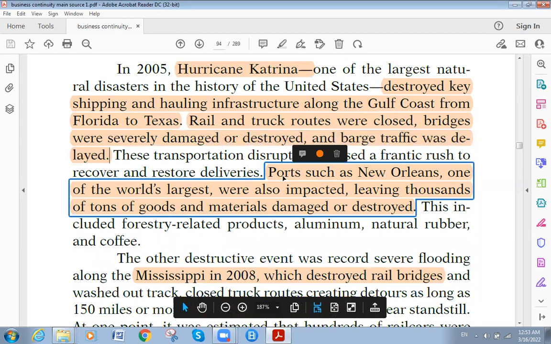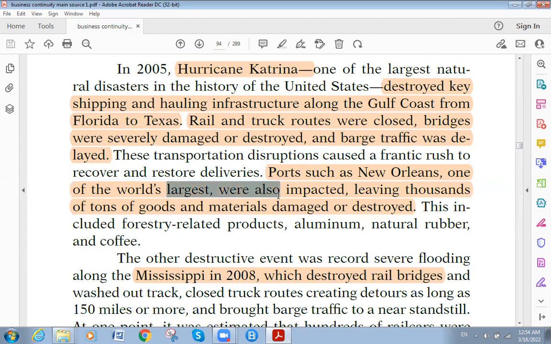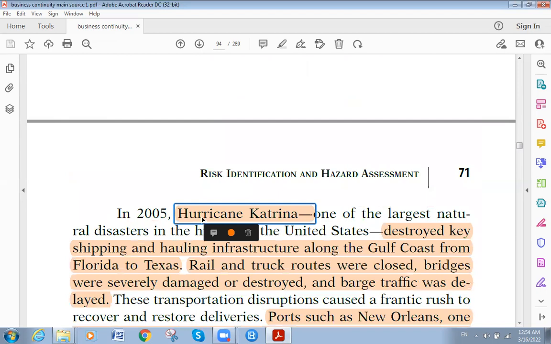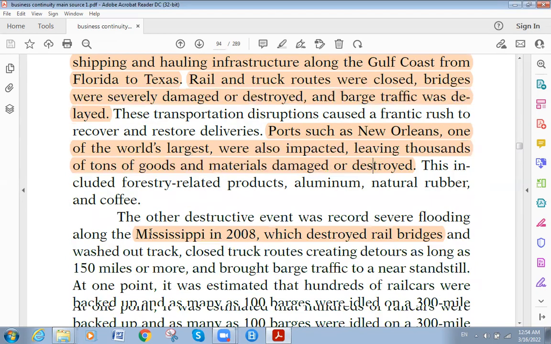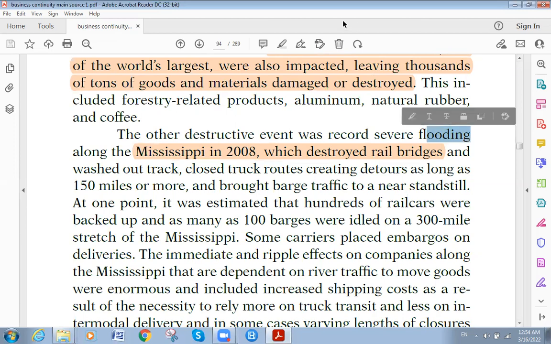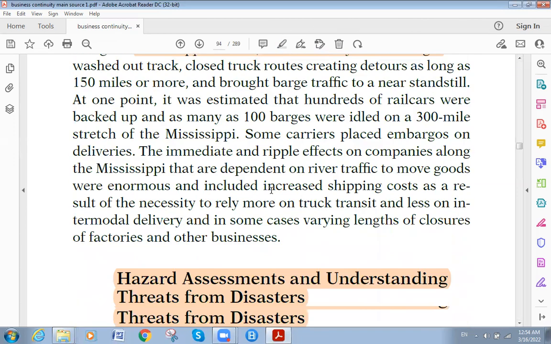Also, one of these points is that the ports, such as New Orleans, one of the world's largest, were also impacted, leaving thousands of tons of goods and materials damaged or destroyed. That was in Hurricane Katrina. Also, we have the other destructive record about the Mississippi in 2008, the flooding of the Mississippi, which destroyed rail bridges and all this.